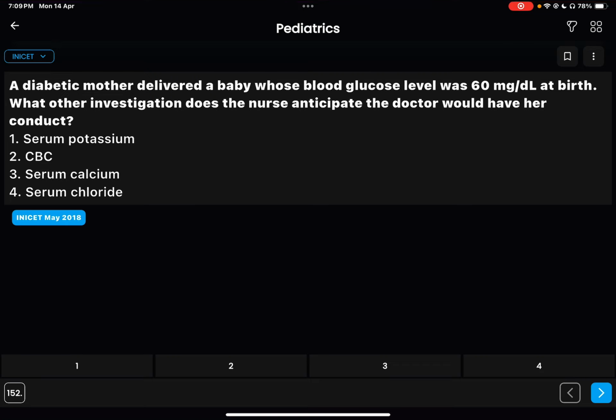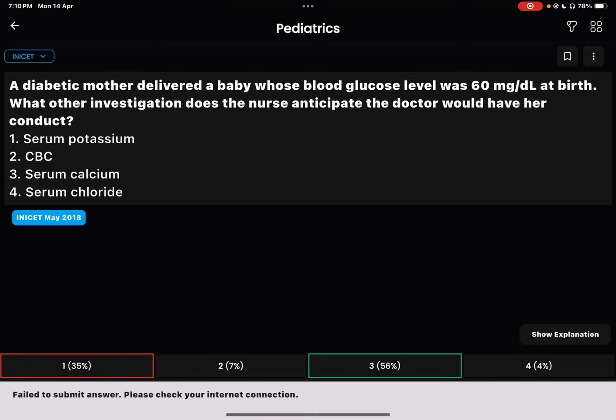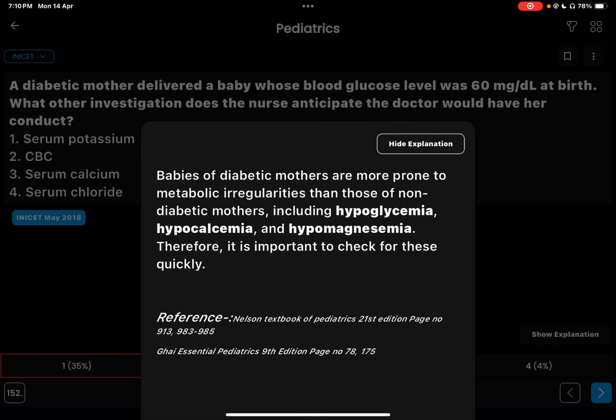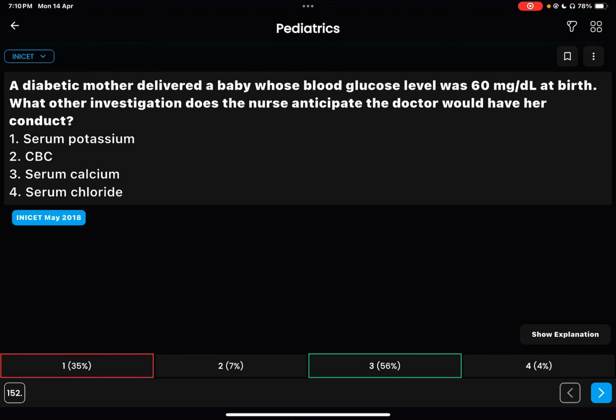A diabetic mother delivered a baby whose blood glucose is 60. What other investigation does the nurse anticipate the doctor would have her conduct? Answer is serum calcium. So, babies of diabetic mothers are prone to metabolic irregularities more than those of non-diabetic mothers, including hypoglycemia, hypocalcemia, and hypomagnesemia. So, less glucose, less calcium, less magnesium.